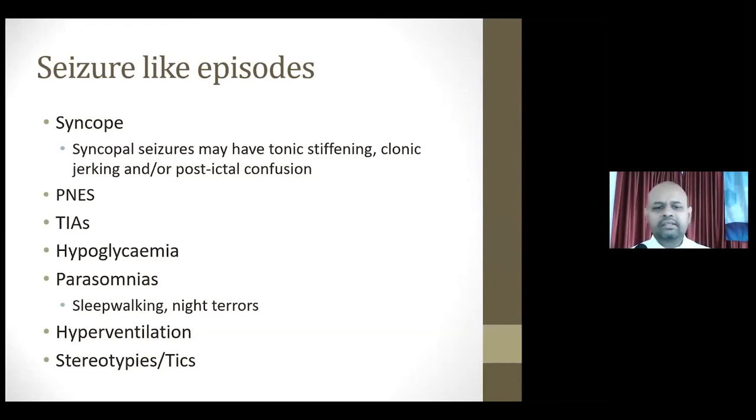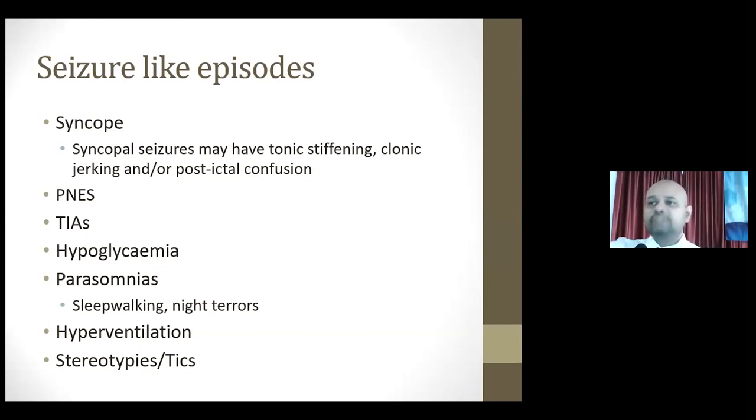TIAs, hypoglycemia, and parasomnias are more often than not seen by pediatricians, not so much in adult neurology. Hyperventilation and stereotypies are generally seen in children and in patients with anxiety. People who have anxiety disorders can come with hyperventilation, and then they might drop onto the floor, and you might put them on antiepileptic drugs. So you need to understand that there is a list of seizure mimics.